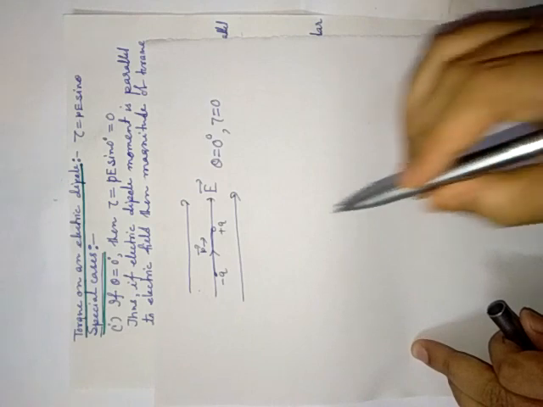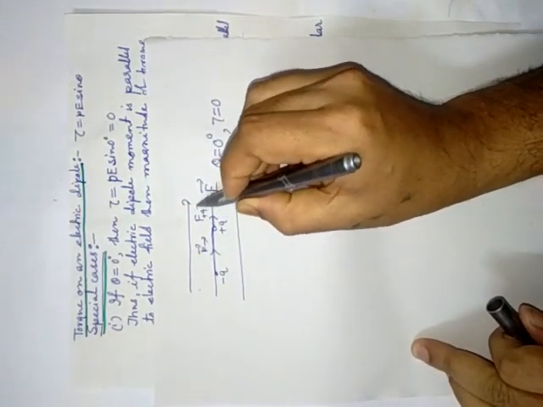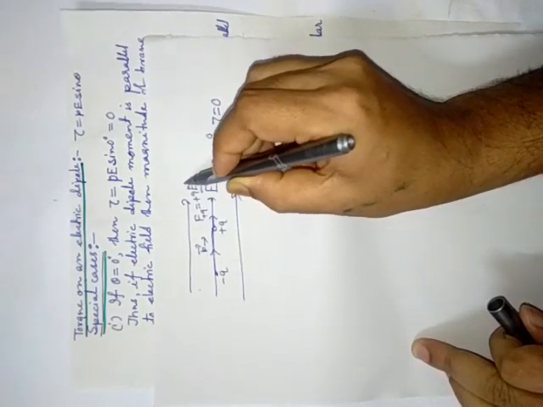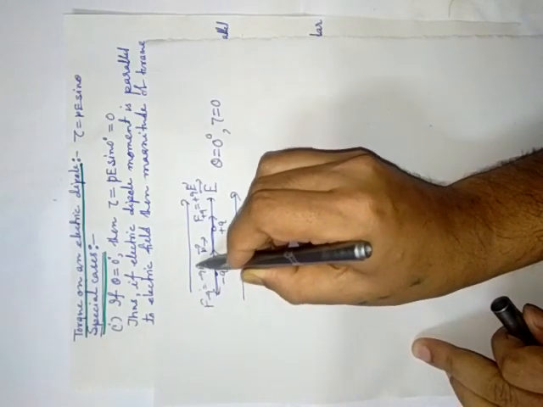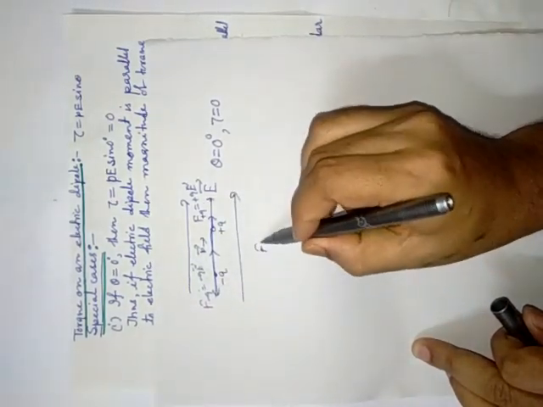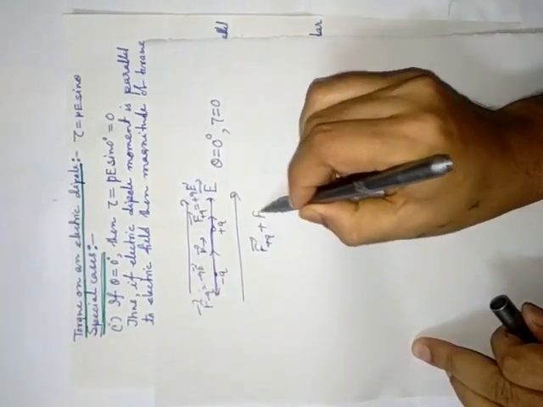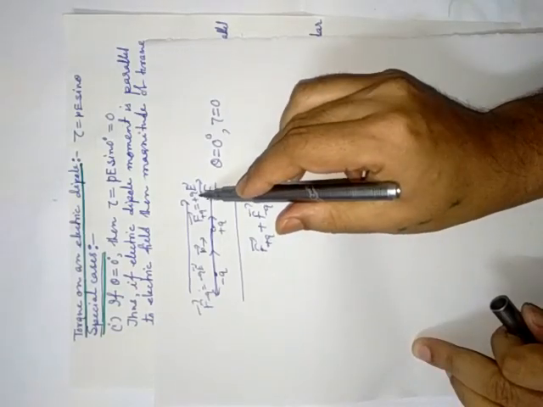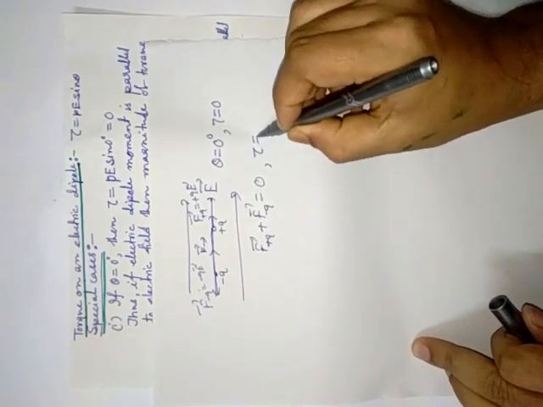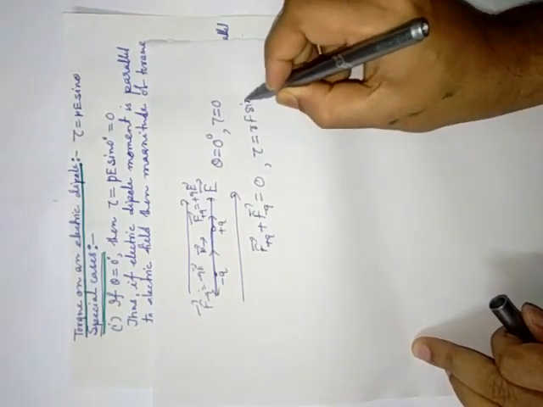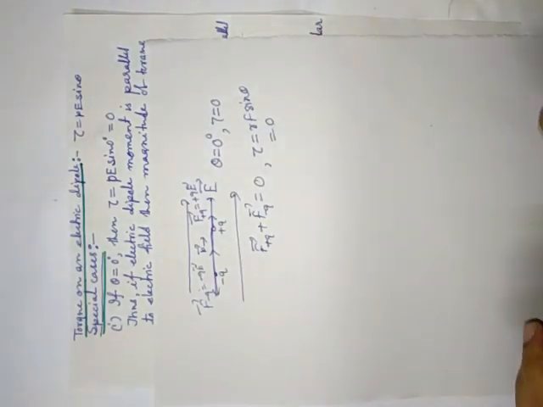Now what will happen? This positive charge will experience a force F plus q is equal to plus q into E vector, and this charge will experience a force F minus q is equal to minus q into E vector. What is the net force? Since this is plus qE and this is minus qE, net force is 0. Since net force is 0, torque is also 0, because torque is r F sin theta, as you have learned in class 11. And this is the condition of what?